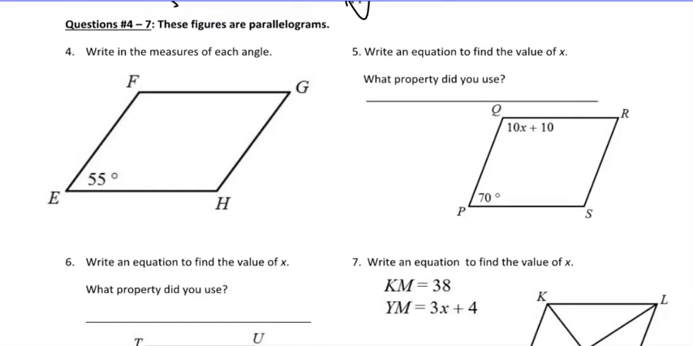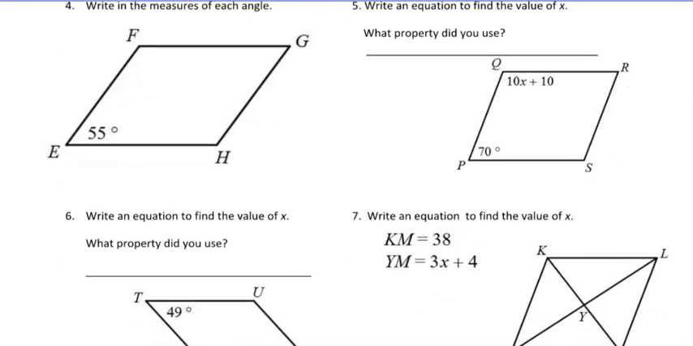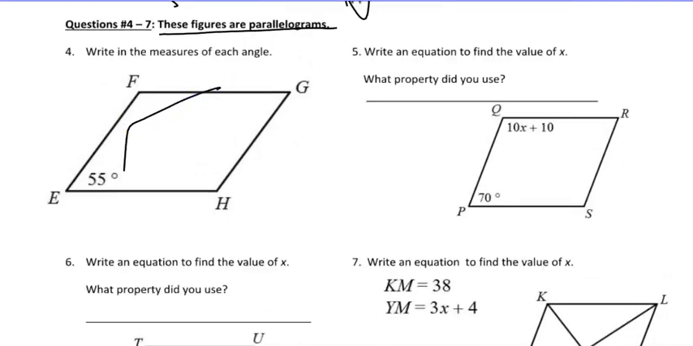Okay, now notice, in this, it's telling us these are parallelograms. So all the rules apply. So for number 4, remember, this board hates me. That's what you should remember. Remember that opposite angles are equal. Therefore, this is also 55 degrees.